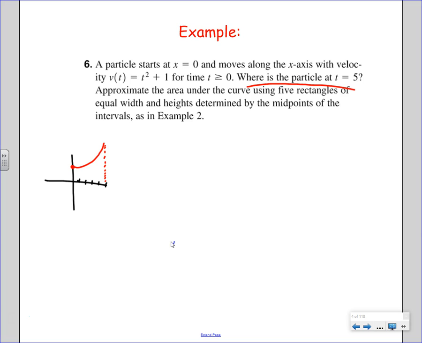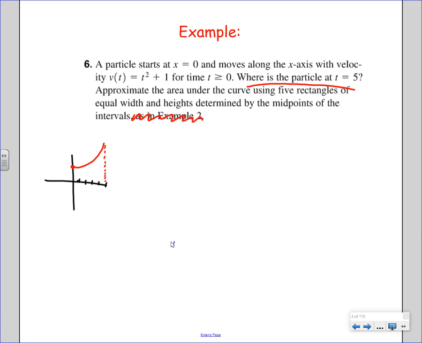Now it says approximate the area under the curve using 5 rectangles of equal widths and heights determined by the midpoints of the intervals as shown. Ignore the example, whatever.